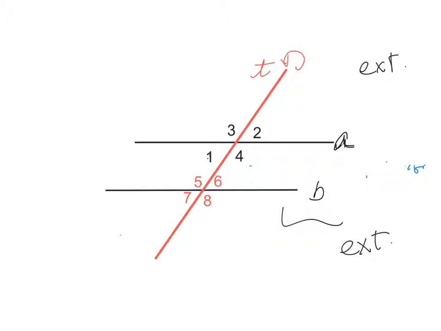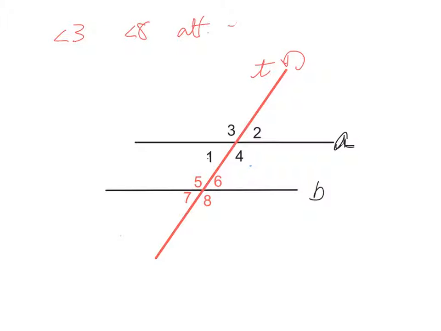If I look at angle 3 and angle 8, for example, notice that they're both in the exterior of this graph. They are also not on the same side of the transversal, so they're on the alternating sides. So I'm talking about angle 3 and angle 8. They are on alternating sides of the transversal, and they are also both on the exterior. Same thing with angle 2 and angle 7. They are also alternating exterior angles.